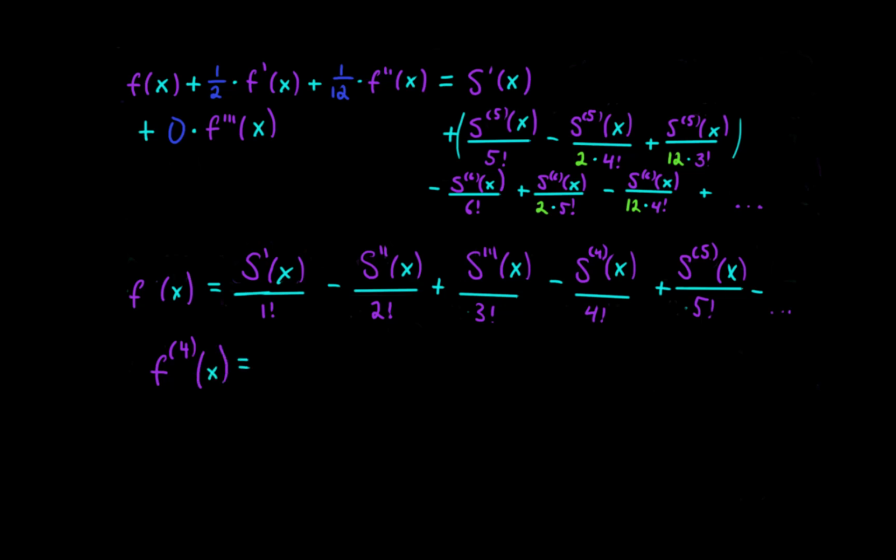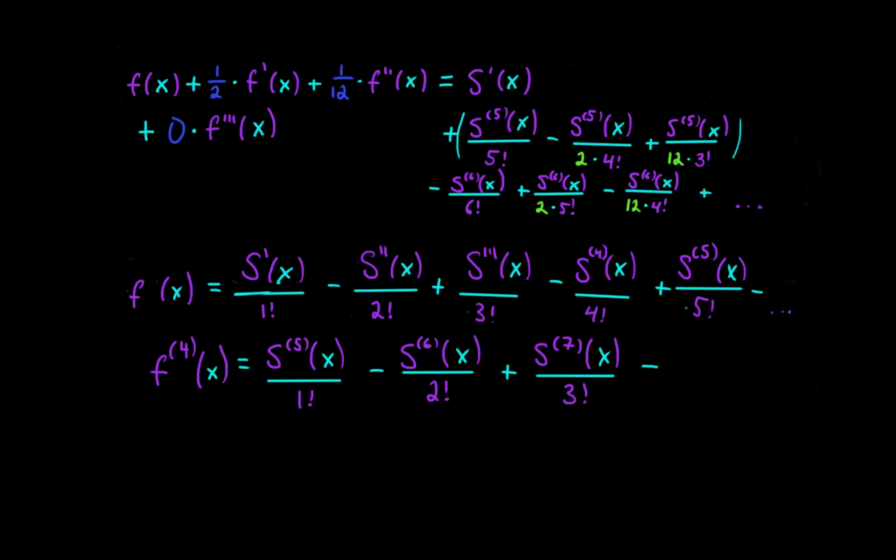So I have here f of x, we've seen that before, and now f quadruple prime of x will just differentiate f of x 4 times. So this will give us that f quadruple prime of x equals s5 of x over 1 factorial minus s6 of x over 2 factorial plus s7 of x over 3 factorial minus s8 of x over 4 factorial plus dot dot dot. Now we've seen this procedure twice already. We should know what to do.